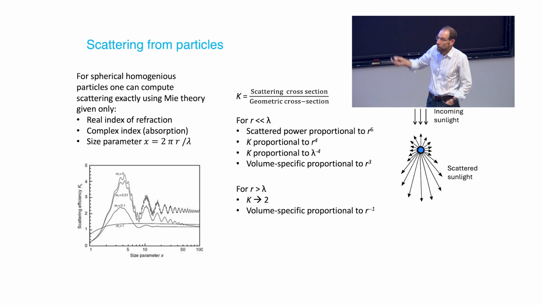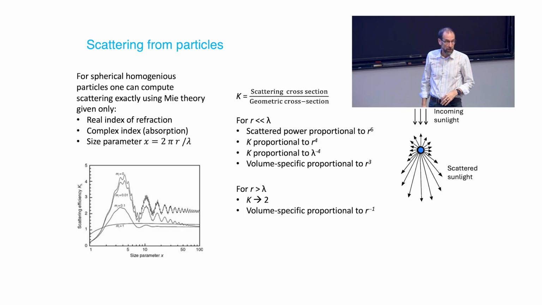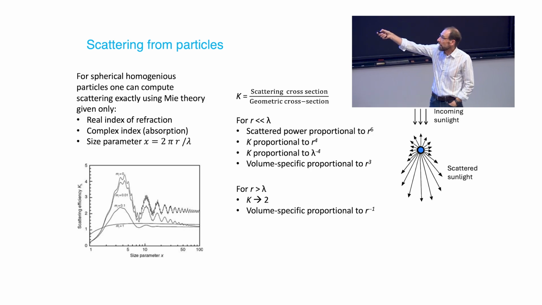For a spherical and homogeneous particle, that is, all the same all the way through, there's this thing called Mie scattering, which means that you can perfectly calculate the way that light interacts with that thing if you know just the index of refraction, which has a real and imaginary part. The imaginary part is how much light is being absorbed, and a size parameter, which is just the ratio of the size of the particle to the wavelength of light. That's all you need to know.